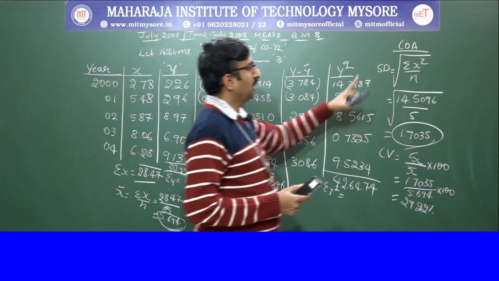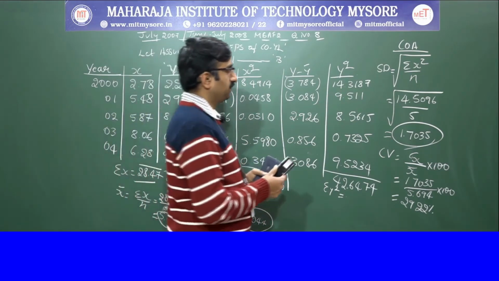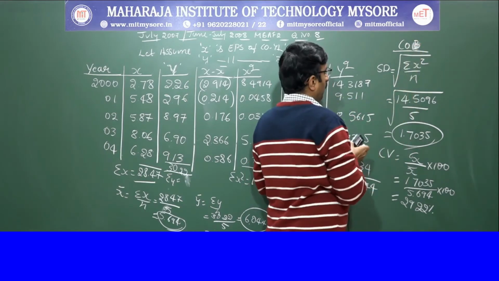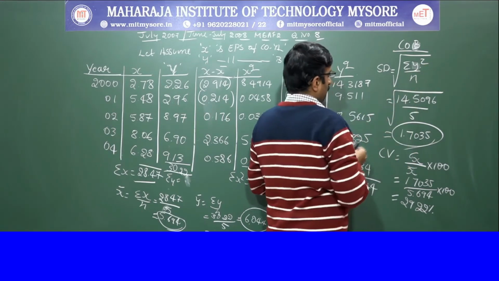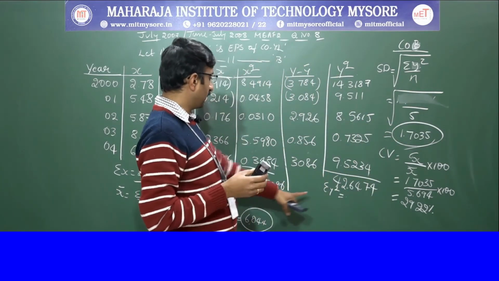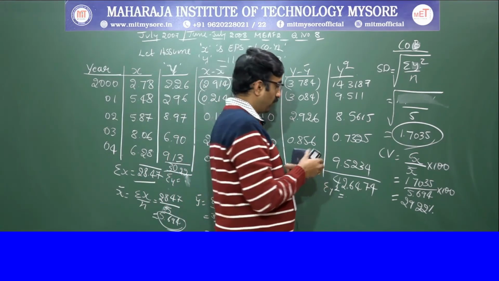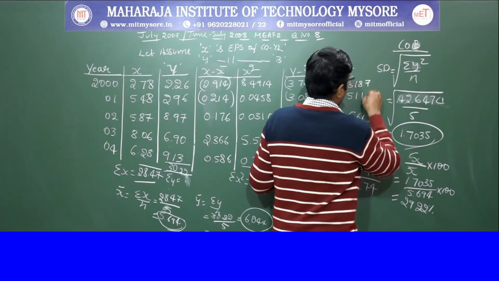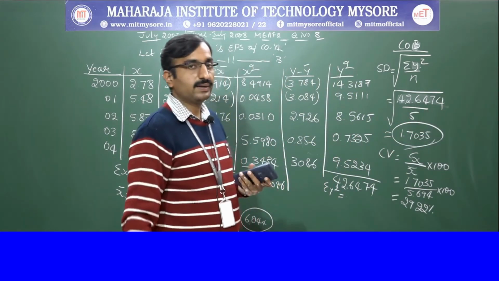I'll do company B. Standard deviation of company B. Instead of sigma x, you can take sigma y. Sigma y square, whatever you have calculated, 42.6474. Okay, 42.6474 by n, root of that.